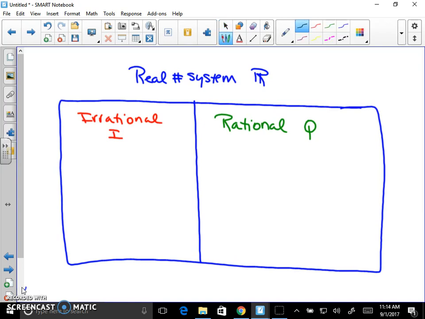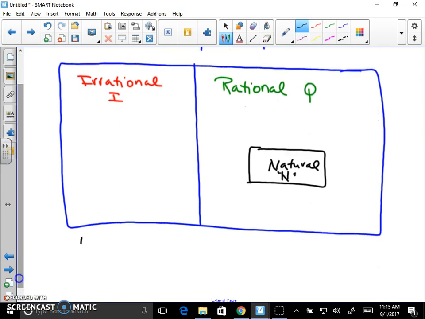The first subset we're going to look at, we'll start at the smallest within the center. We'll talk about a natural number, and we use an N. Okay, so natural numbers are our counting numbers. So we'll say counting numbers. And our counting numbers are 1, 2, 3, and so on.